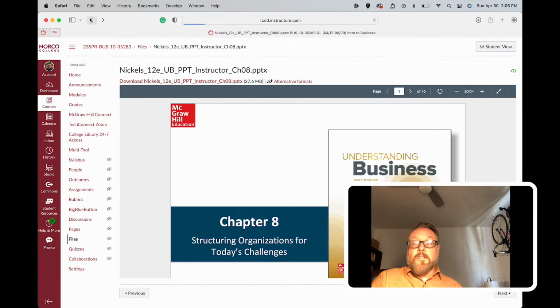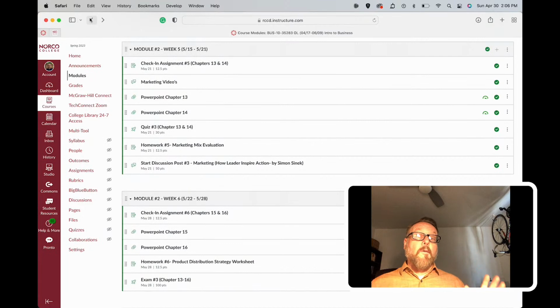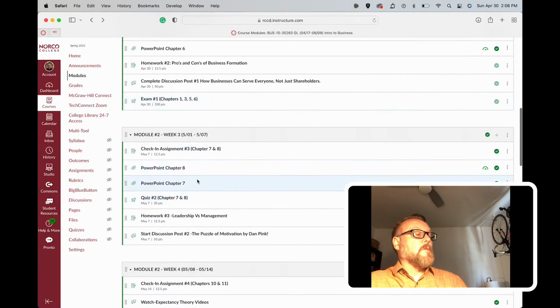You're going to be looking at the internal structure of an organization. Last week you looked at business formation, how it was structured before the government, how you're going to file your taxes, etc. Now we're going to focus on how you structure your organization internally. There are various ways to do that, and we'll be covering all of those in this week's module, which is chapters 7 and 8.